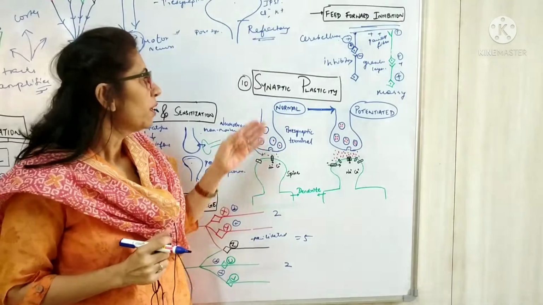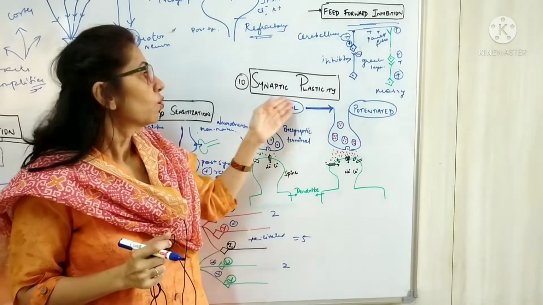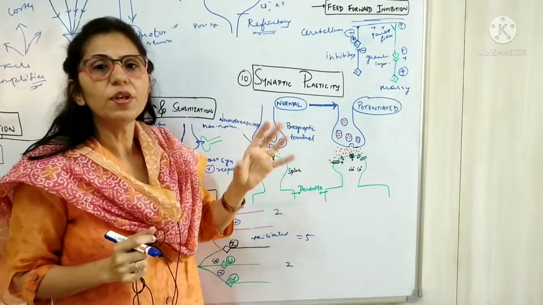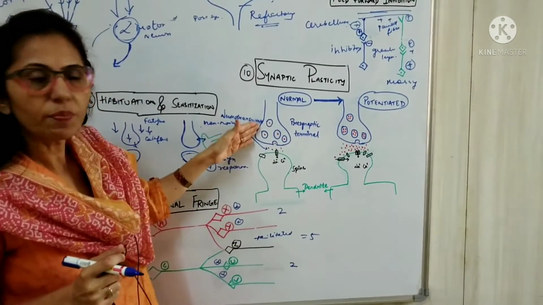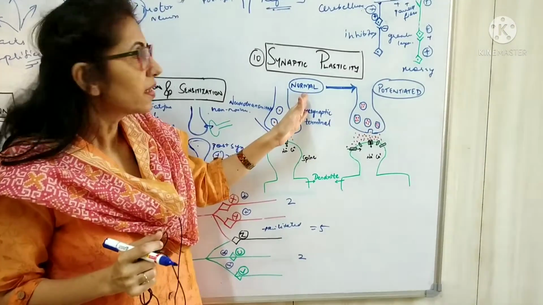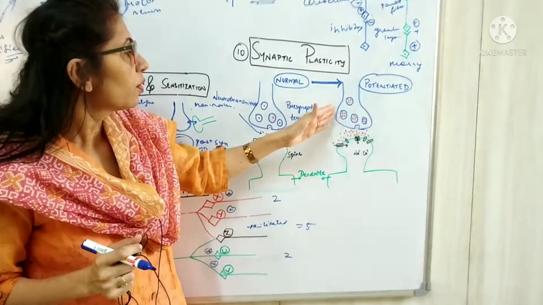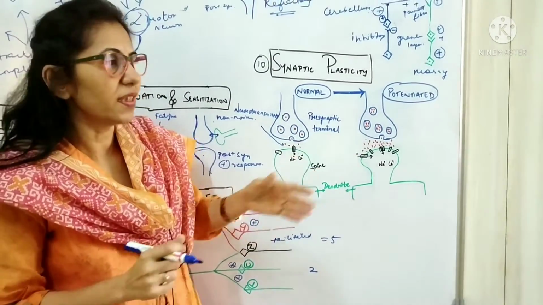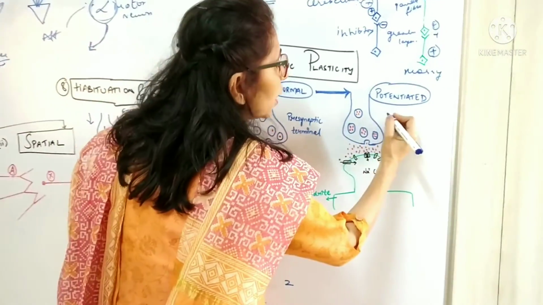Okay. Now coming to the last important property, the property of synaptic plasticity. So what do you mean by synaptic plasticity? It is the ability to remold the synapses. Now we have seen here normal transmission occurring from the presynaptic terminal to the postsynaptic terminal. Now what happens in plasticity? The effects are potentiated. You can see the amount of neurotransmitter released from the pre to the postsynaptic membrane is increased. Now how can you explain better the synaptic plasticity?